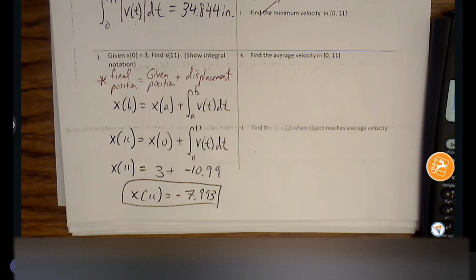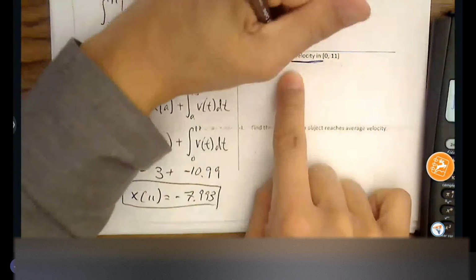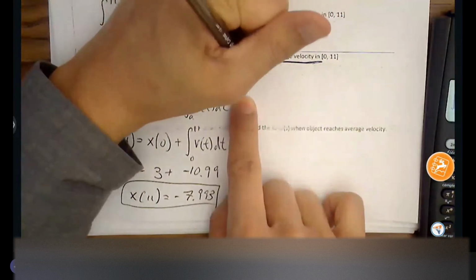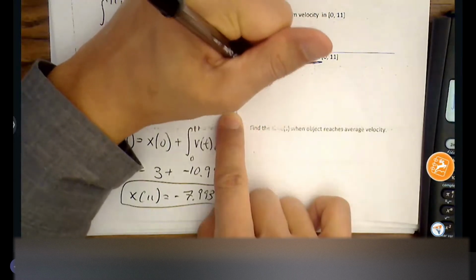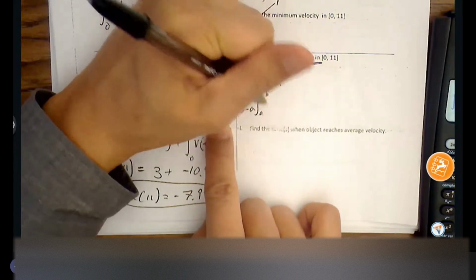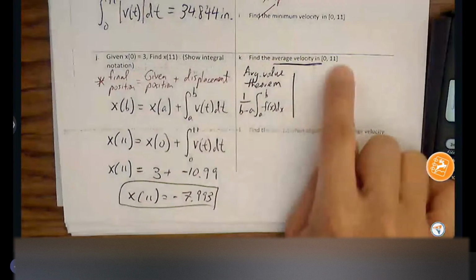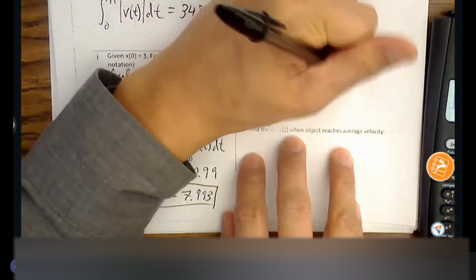All right, part K, find average velocity. So this is the average value theorem: one over b minus a, integral from a to b of f of x. But instead of f of x, we're doing velocity here. So 1 over 11 minus 0, integral from 0 to 11, v of t dt.